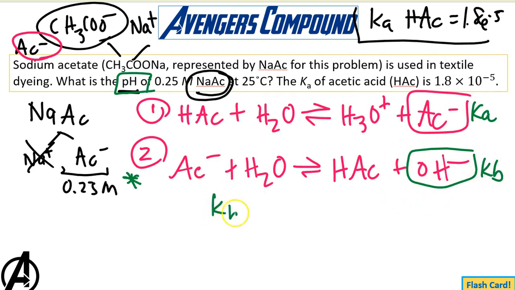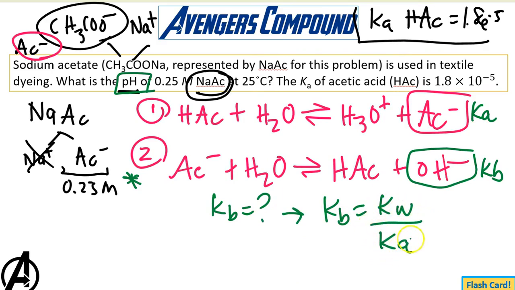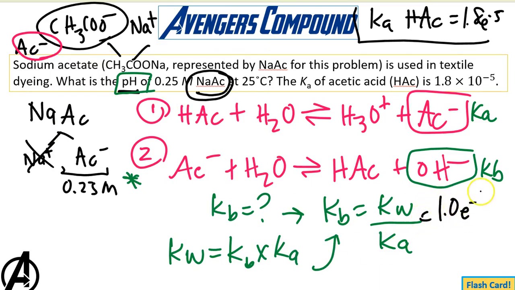So how do I actually get the value of my Kb? Well, I will use exactly the expression we had before. Kb is going to equal my Kw divided by Ka. Another way to see this is Kw is equal to Kb times Ka. So all I'm doing is solving for Kb here. And so this is going to equal 1.0 times 10 to the negative 14 divided by what's given, 1.8 times 10 to the negative 5.